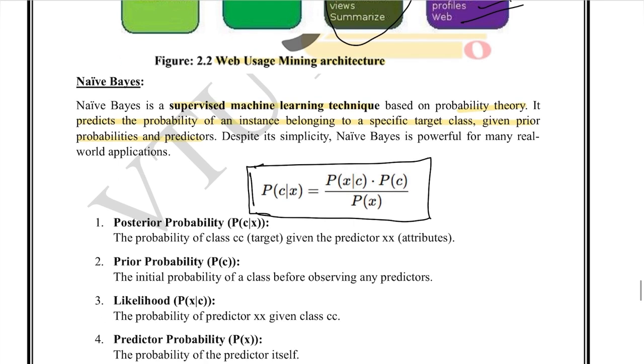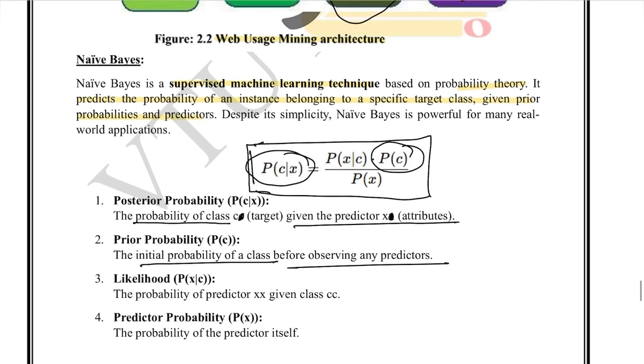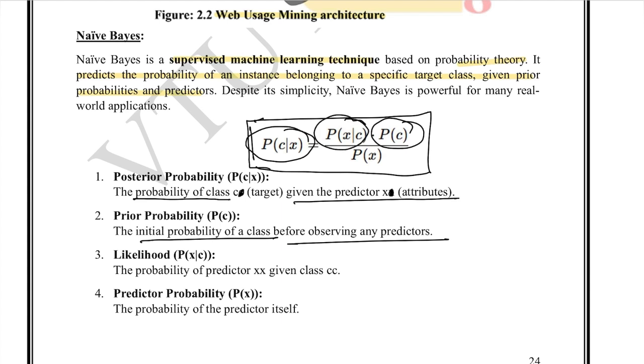So this is your posterior probability, which gives the probability of class C. The class C is the target, given that the predictor is X. Okay, now P(C) is the prior probability, that is the initial probability of the class before observing any predictors. Then P(X|C) is the likelihood, the probability of predictor X given class C. Then next we have the predictor probability itself, that is P(X). So you have to remember this formula. That is all about naive Bayes, where you know about posterior probability, prior probability, likelihood, and predictor probability. You have to remember all these four terms: posterior, prior, likelihood, predictor.